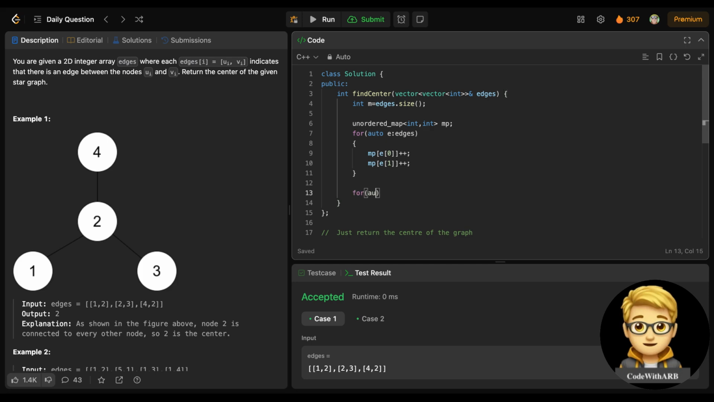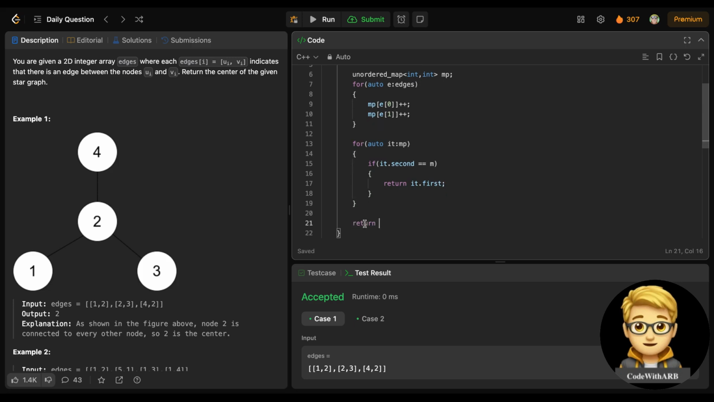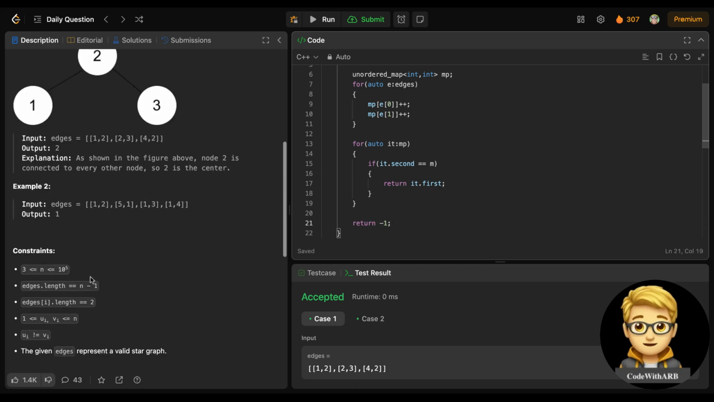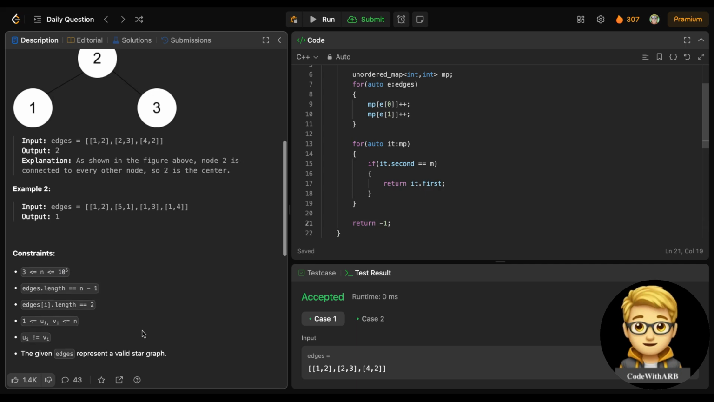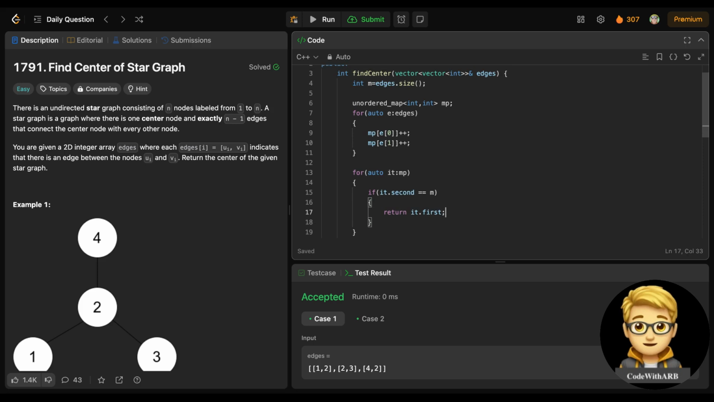Now I will iterate in the map and check. What I will check is whether the occurrence count of a number is equal to m. If it is equal to m, it means it is definitely, for sure, a center node. Otherwise, I will return -1. That will not happen, because it is given that it will always represent a valid star graph. So this will always return from here. If the count is m, it would definitely be a center node. And this is how we will solve this question.